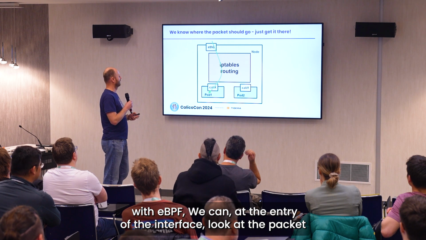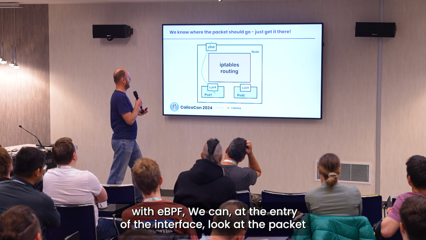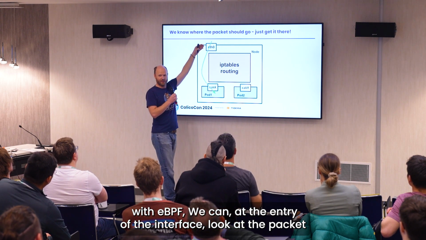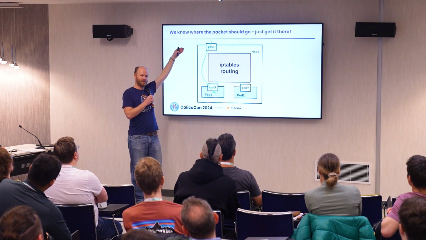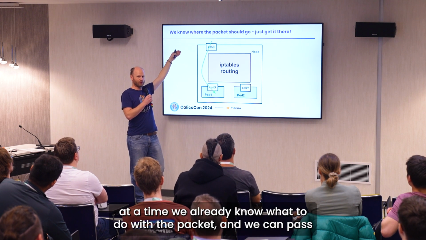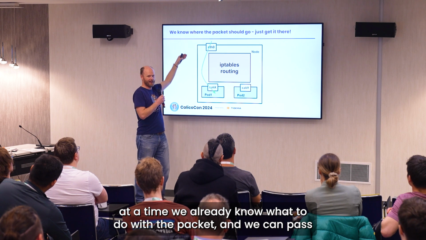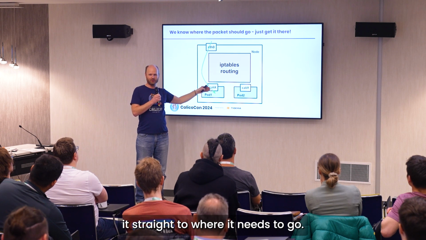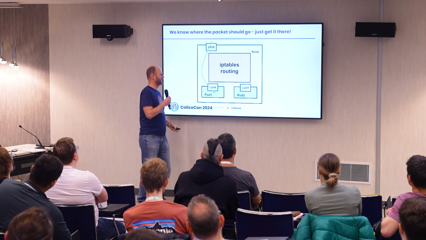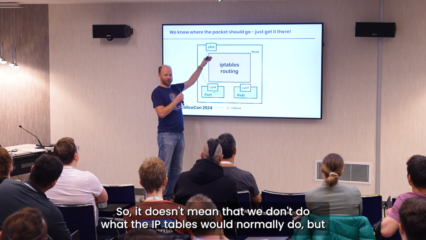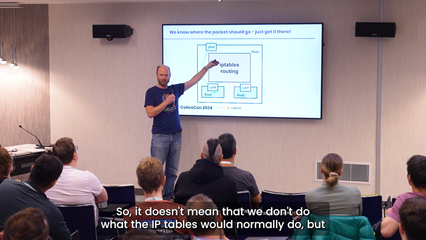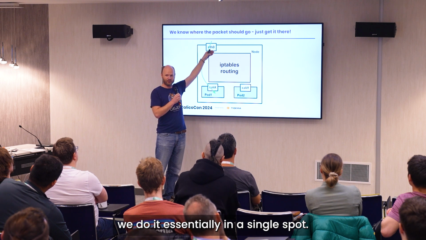With eBPF, we can, at the entry of the interface, look at the packet. At that time, we already know what to do with the packet, and we can pass it straight to where it needs to go, right? So it doesn't mean that we don't do what the IP tables would normally do, but we do it essentially in a single spot, right?